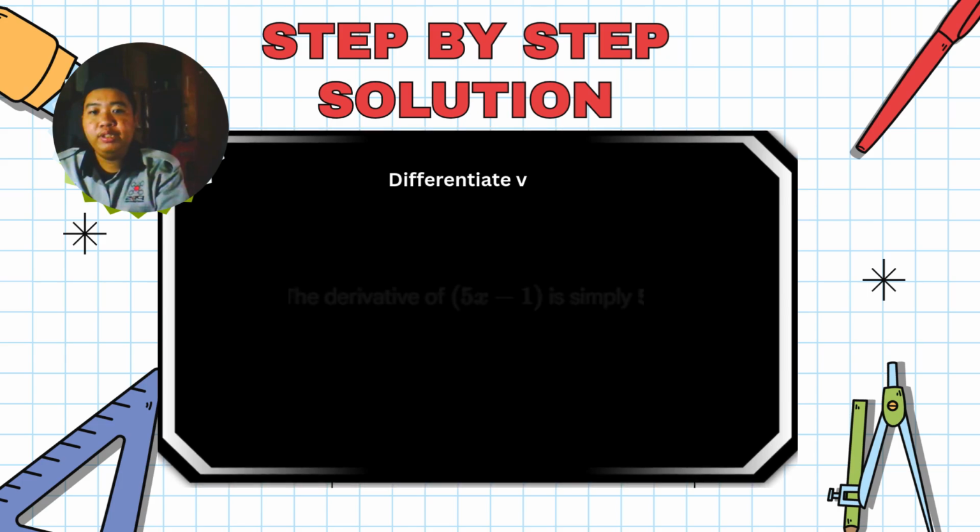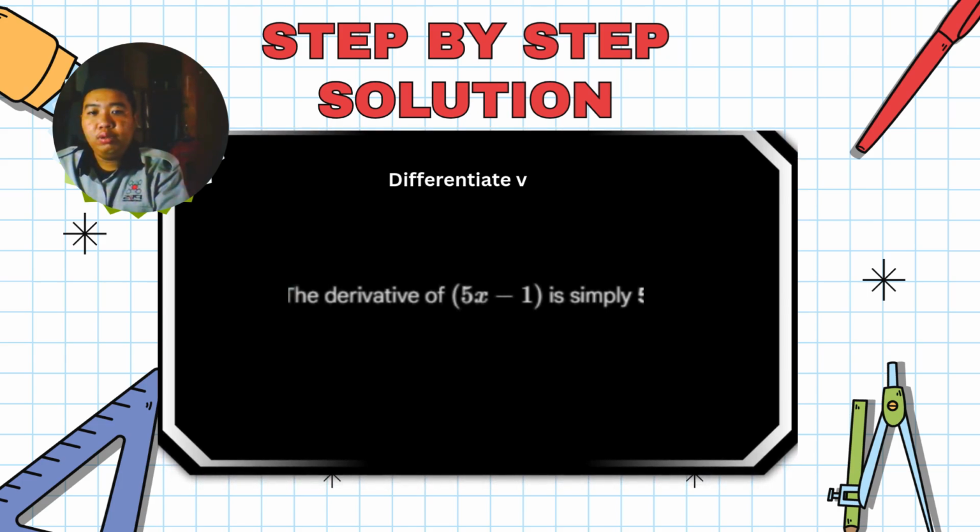Next, we're going to differentiate v, where we need to find v prime, where the derivative of 5x minus 1 is simply 5.